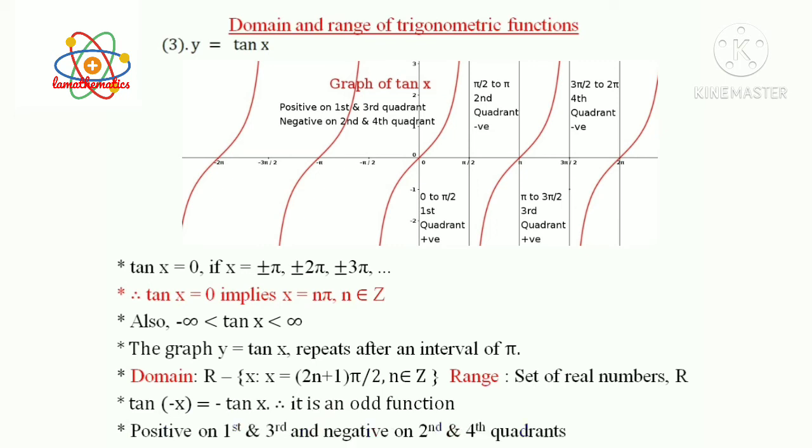The tan function is positive on the first and third quadrants and negative on the second and fourth quadrants. From the figure, it is clear that on the first and third quadrants, the curve of the tan function is above the x-axis, and on the second and fourth quadrants, the graph of the tan function is below the x-axis.